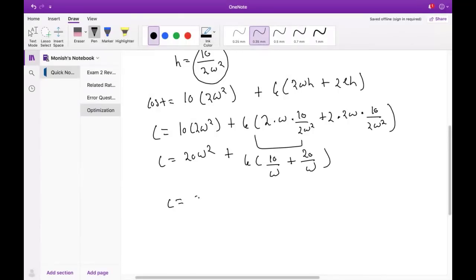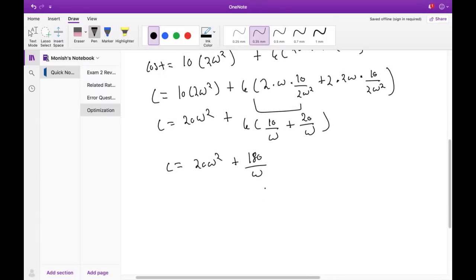So now I have C is equal to 20W squared plus, I distribute in the 6, I'll get 60 plus 120, so 180 over W. Okay, and then this is an optimization question, so now we have to find the derivative of C. So we'll get 40W minus 180 over W squared.